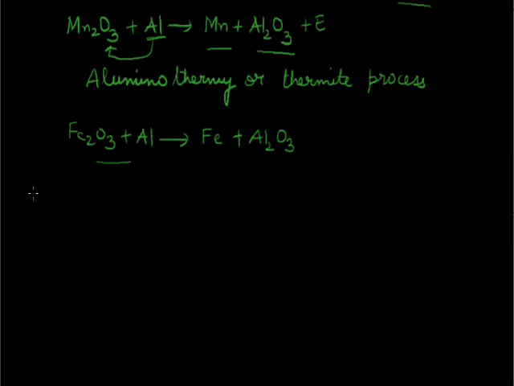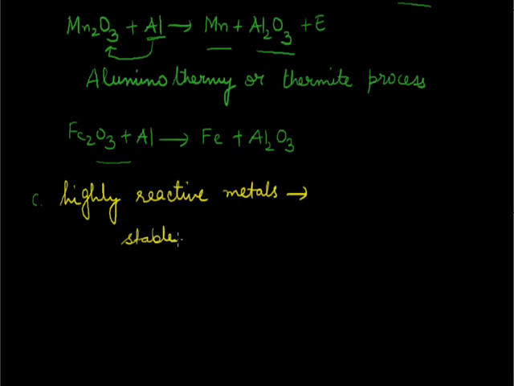we can discuss the third category of metals, that is highly reactive metals. Now highly reactive metals have very stable oxides. They form very stable oxides which cannot be reduced by heating, which cannot be reduced by chemical reduction. So the method employed for the reduction is electrolytic reduction.